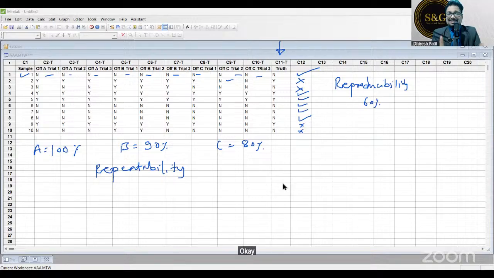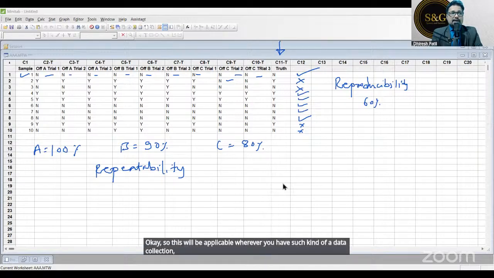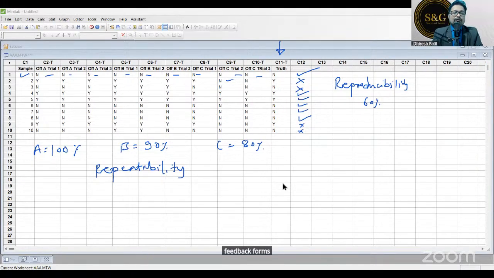Okay. So this will be applicable wherever you have such kind of data collection. Feedback forms. Yes, very good. So you can do such attribute agreement analysis just to check the variation coming from the measurement system. There is a probability of inducing variation. When officer A, officer B, officer C check the acceptability of the file, obviously there could be some variation factor which can play a role.